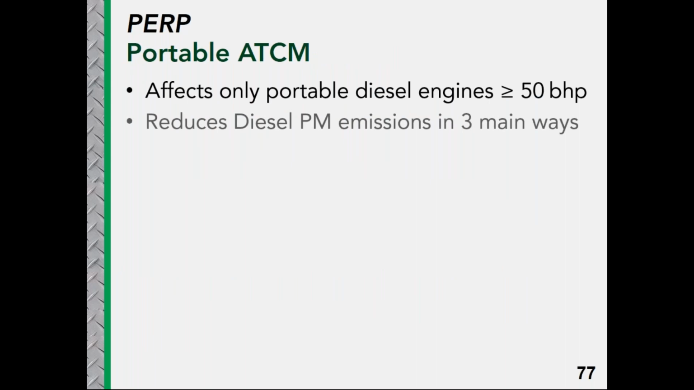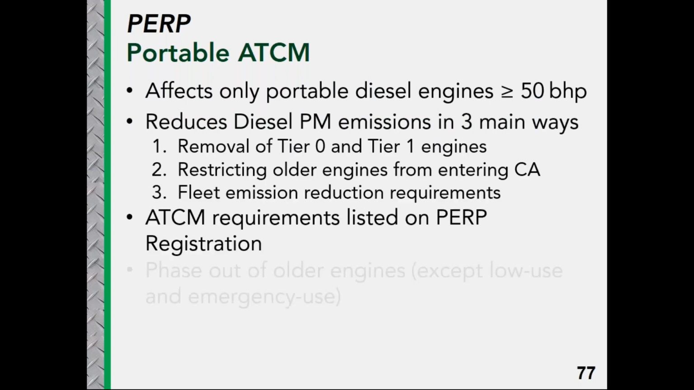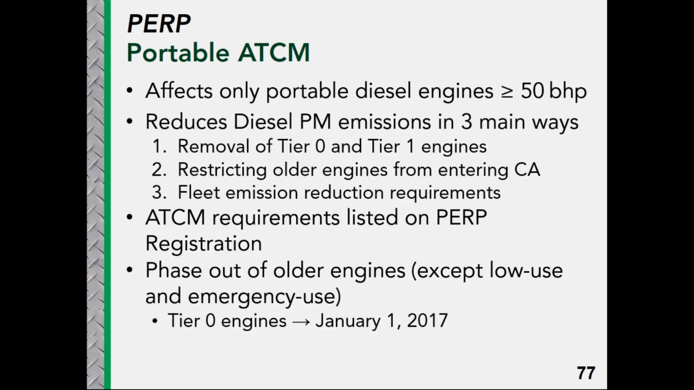Now let's talk about the portable ATCM. ATCM stands for Airborne Toxic Control Measure, and it is for portable diesel engines. So it only affects portable diesel engines, and they have to be at least 50 brake horsepower. As Katie was saying earlier, that's why a bunch of diesel engines and other engines came out that are less than 50 horsepower. They might be 49.9 horsepower. That was done precisely to get out of regulations like this. But there are a number of these types of engines out there that are at least 50 brake horsepower and run on diesel fuel.